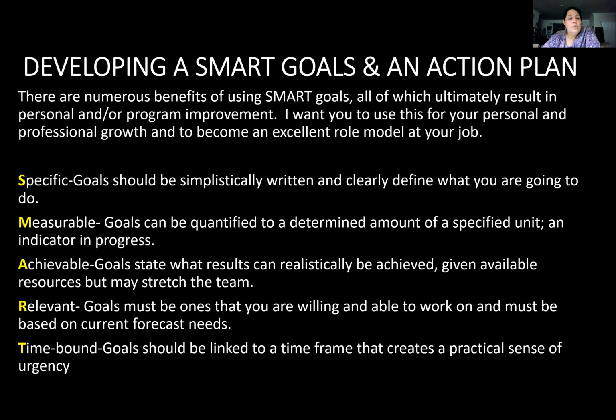They have to be relevant. They have to be ones that you are willing and able to work on, and must be based on your current forecast needs and what you need in your cafeteria. They should be time bound. Goals should be linked to a time frame that creates a practical sense of urgency. That means that you're going to act on this, that you're not going to just make a plan and leave it there and not follow through. You're going to be working on this on a daily basis.